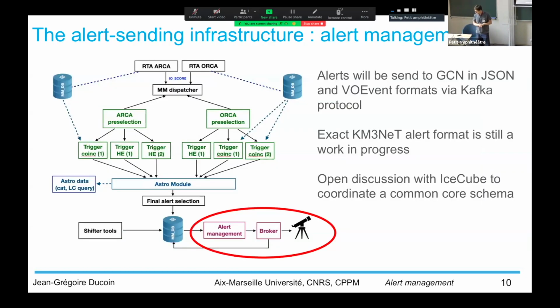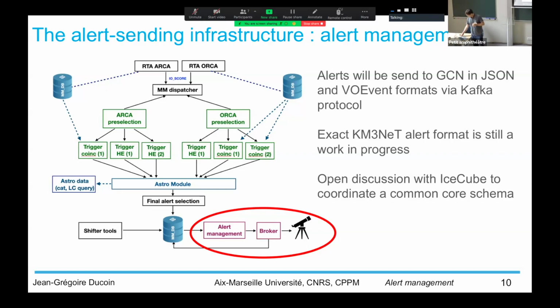One word about this last part, which is the alert management. A lot has been going on there, but it's very preliminary, so I won't give a lot of details on the format and everything. What I can say is that, of course, the minimum thing that we will provide is the false alarm rate and the localization. We will give all that through GCN and VOEvent via Kafka. The exact format is still work in progress, as I said, and we have open discussion with IceCube to have a common core scheme for this alert.